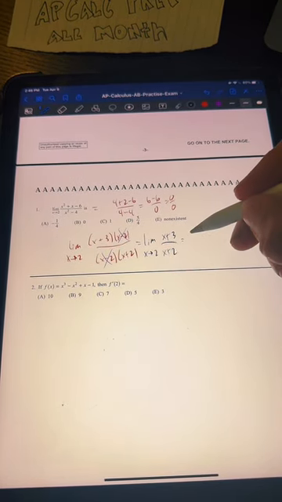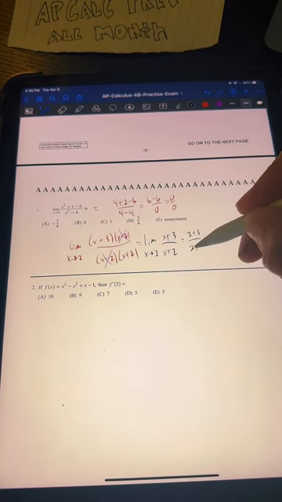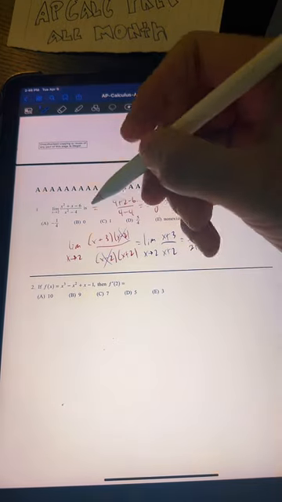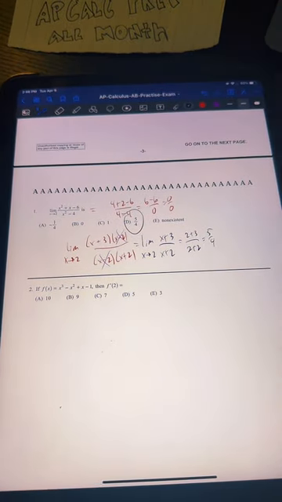And now using direct substitution, we'll get (2 + 3)/(2 + 2). So 5/4. And the answer here is going to be D.